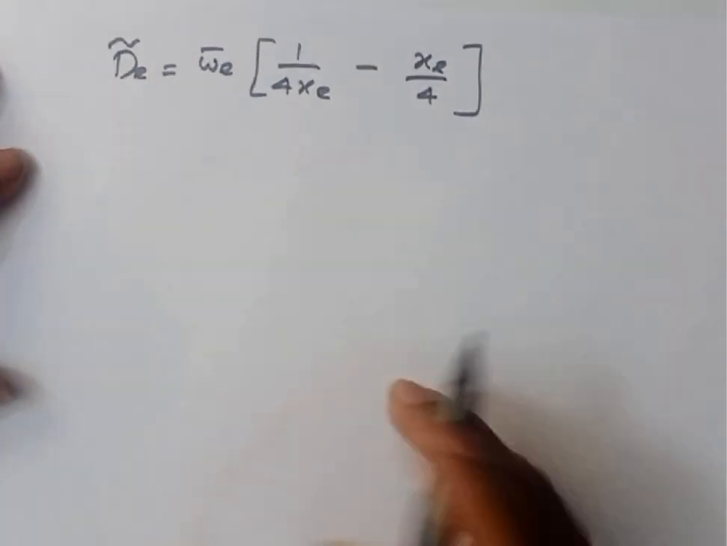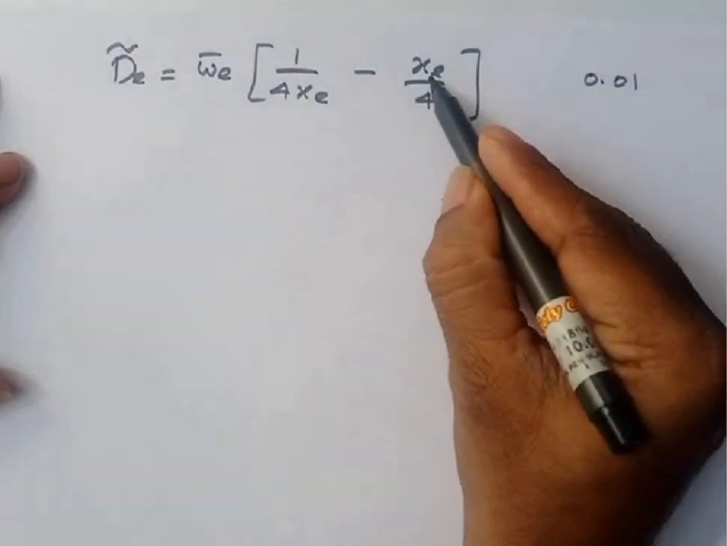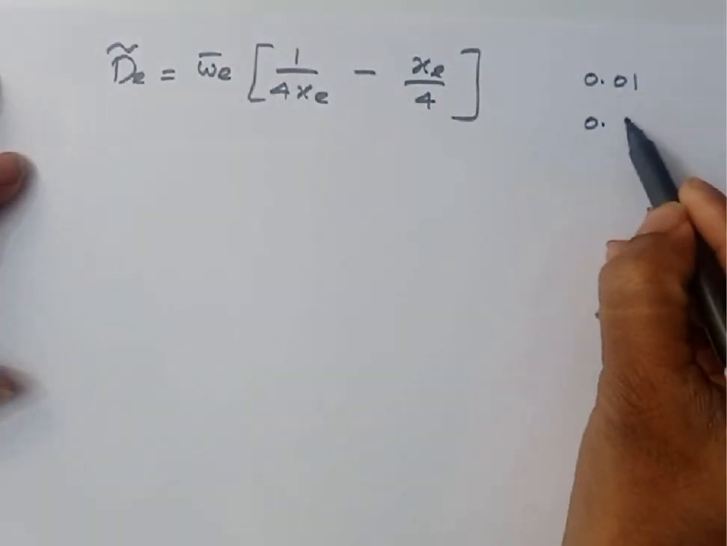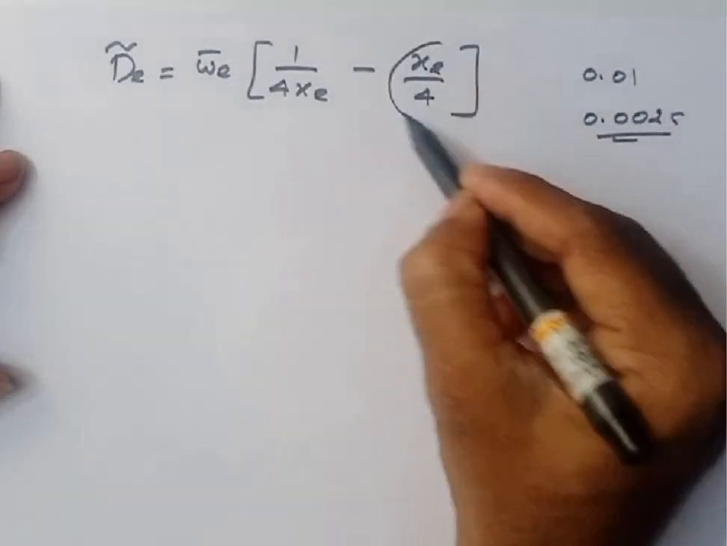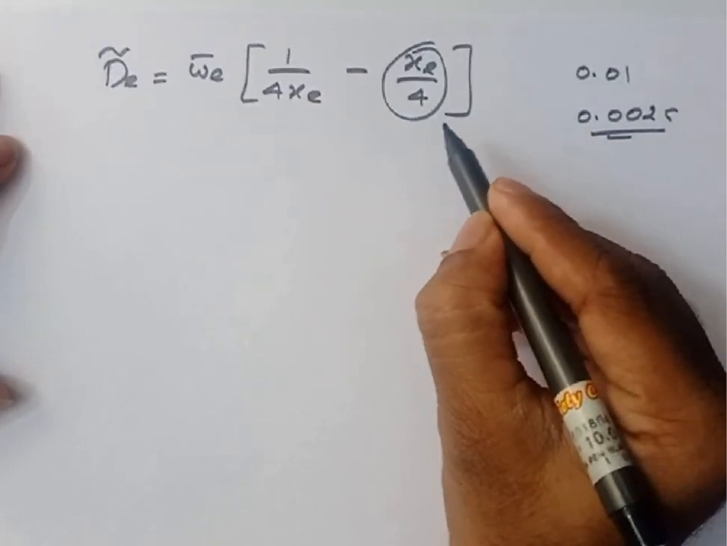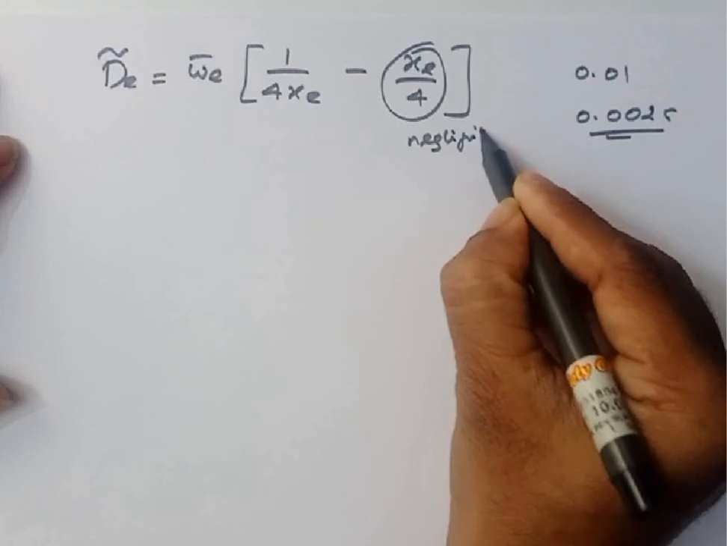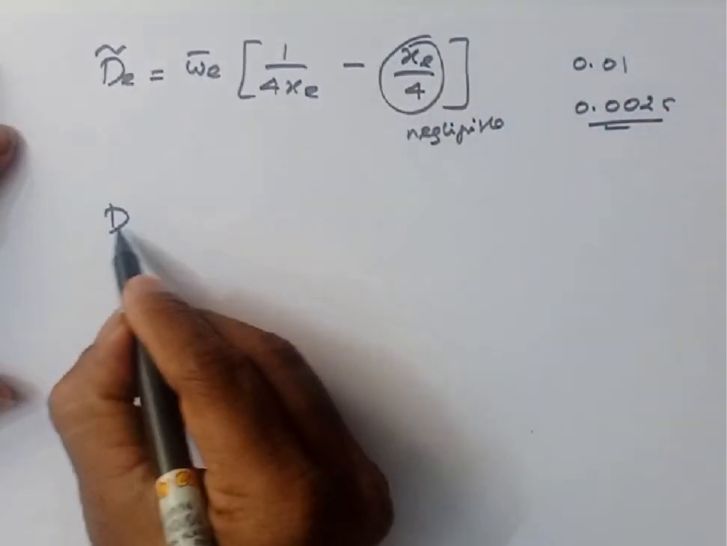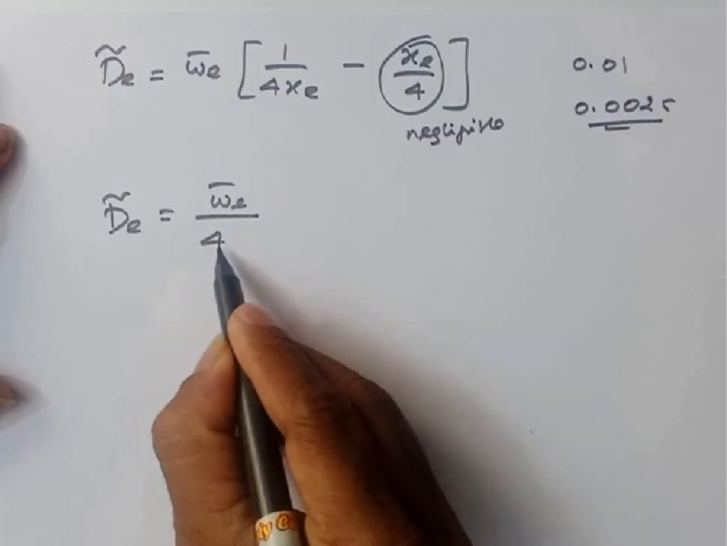Students, xe value is in the range of 0.01, I told you. If I divide this by 4, it will become even smaller, right? It becomes very, very small. So this term shows negligible contribution. It is negligible, so I'm going to neglect that. So you'll get De equal to omega e bar by 4xe.